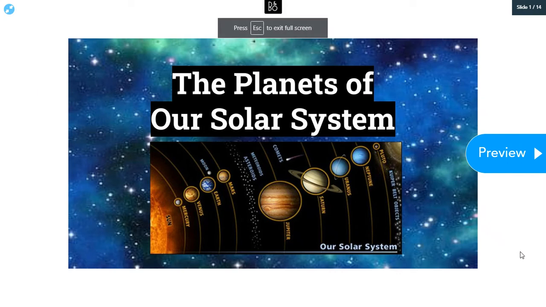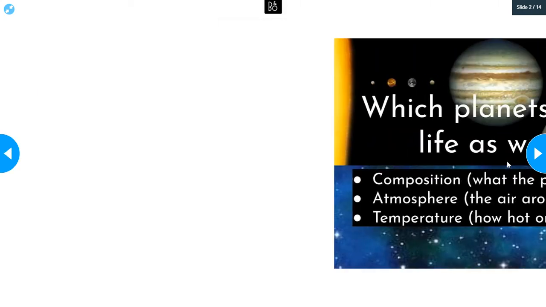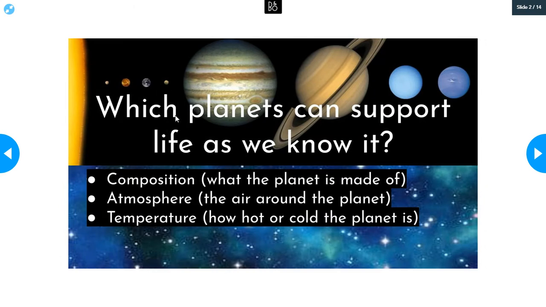All right, so now we're going to look at the planets of our solar system. Which planets can support life as we know it? A couple of things we're looking at are composition, so what the planet is made of, atmosphere, the air around the planet, and temperature, so how hot or how cold the planet is.